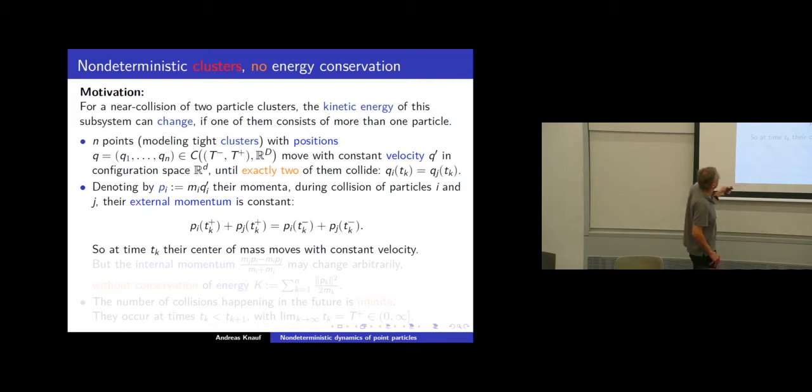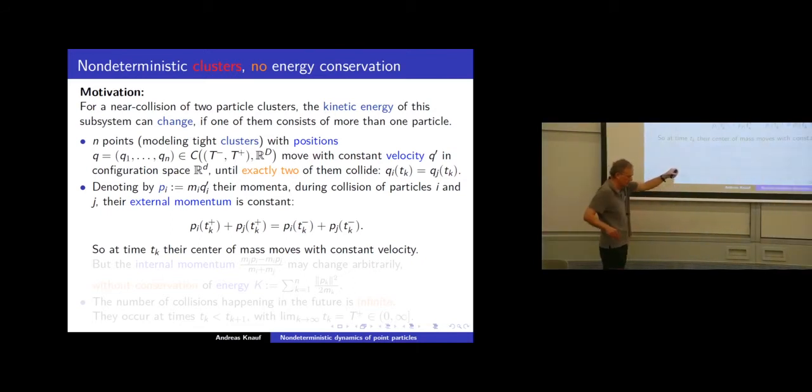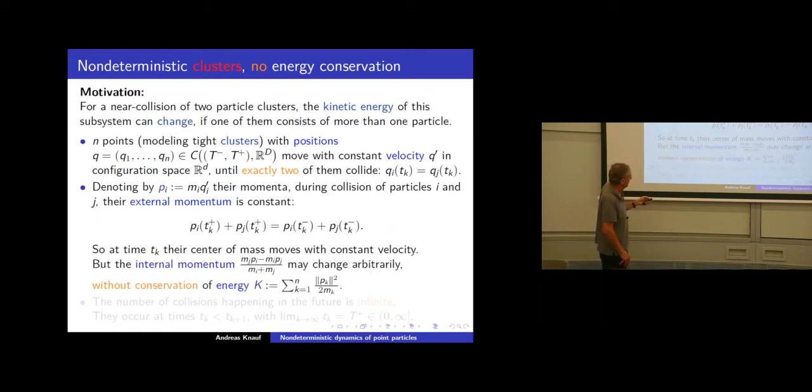And then you have these momenta of the cluster, and the external momentum before and after the collision should be the same. So this I don't want to give up. The center of mass of these two clusters moves with constant velocity until one of the clusters collides with another one. But this internal momentum may change arbitrarily in direction, but also in energy. Okay?